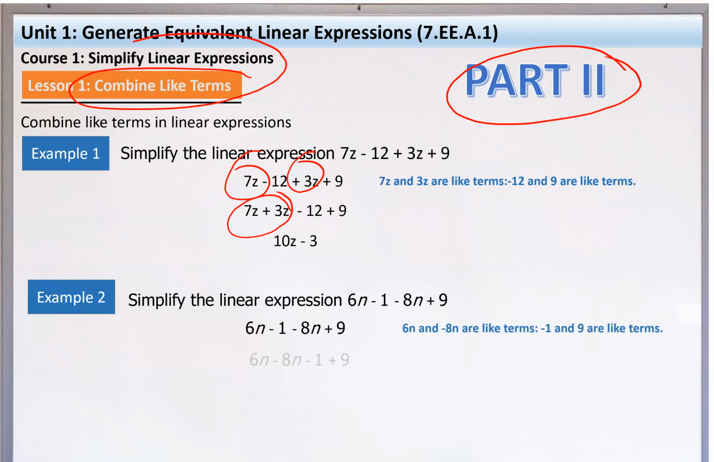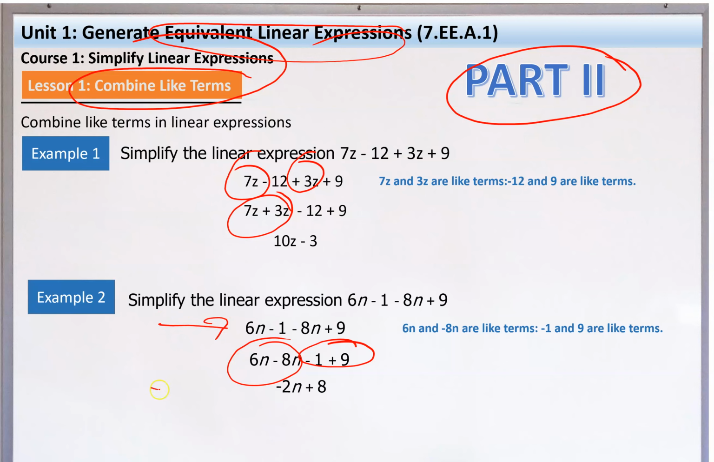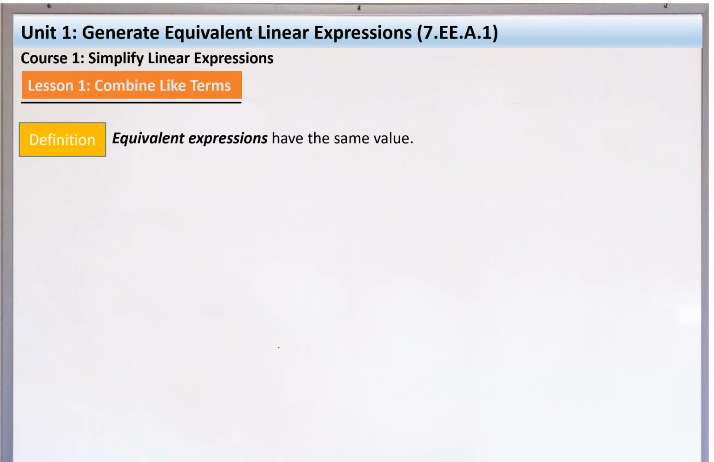Same thing with the next expression. Combine our like terms, and we arrive at an equivalent linear expression, meaning if I plug in a number or evaluate this expression and this expression at the same value, I would get the same number.